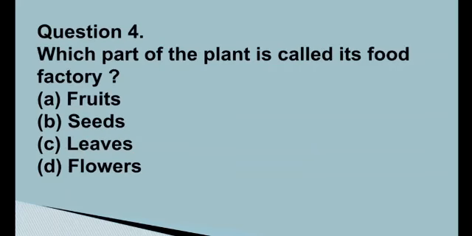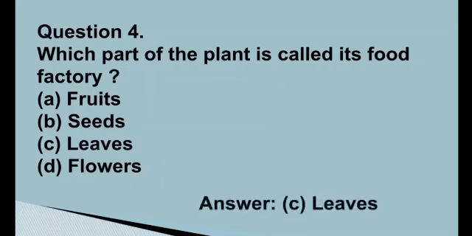Now we have question number 4. Which part of the plant is called its food factory? You need to tell me the particular part of the plant which is known as the food factory. Your options are option A fruits, option B seeds, option C leaves, and option D flowers. As we know, the leaves are responsible for the photosynthesis process. Leaves are the part of the plant which carry out photosynthesis. So option C leaves will be the correct answer.